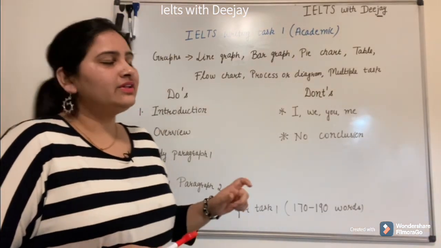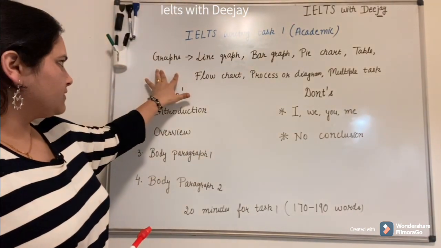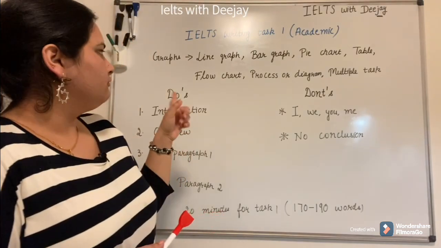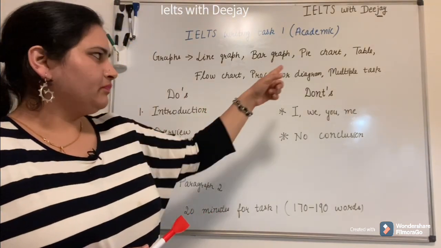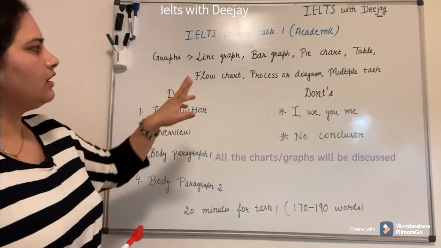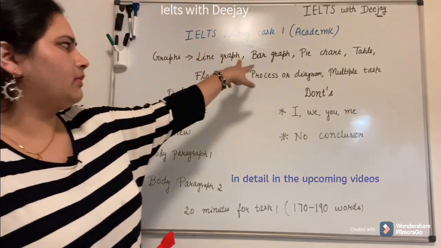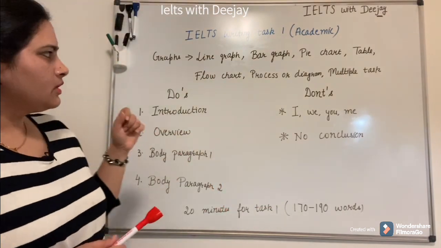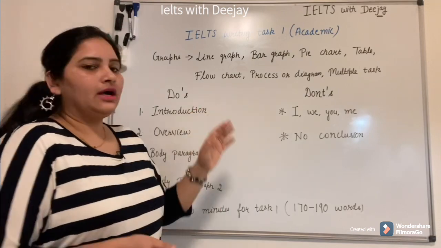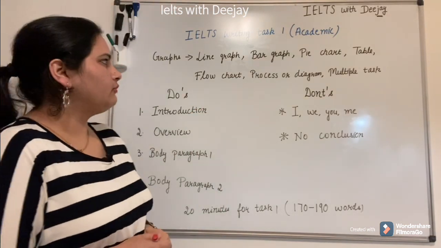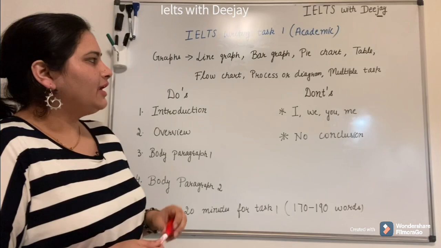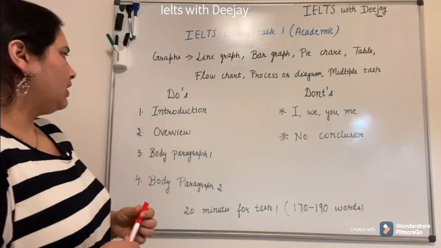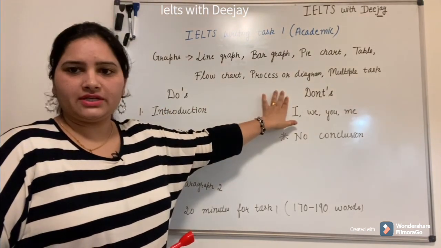Now we will discuss the type of graphs. We have line graph, bar graph, pie chart, table, flow chart, process or diagram, and multiple task. Multiple means you can get any two, like line graph and bar graph. Two of the charts will be given and you have to discuss those. So what we have to do is we have to understand which type of graph or chart is there in the exam, and we have to use the relevant vocabulary. The vocabulary has to be relevant.